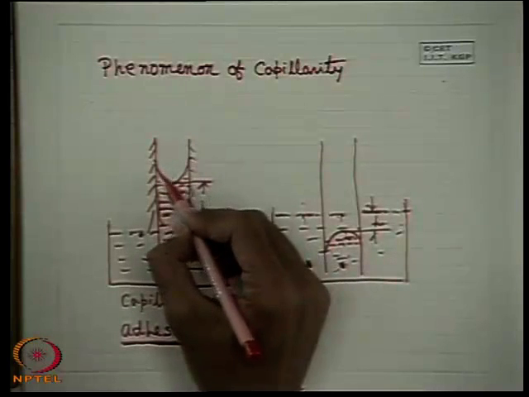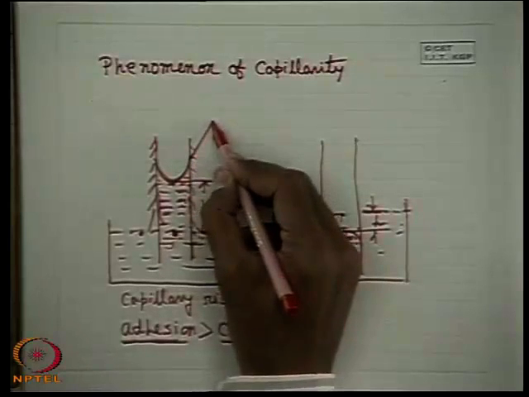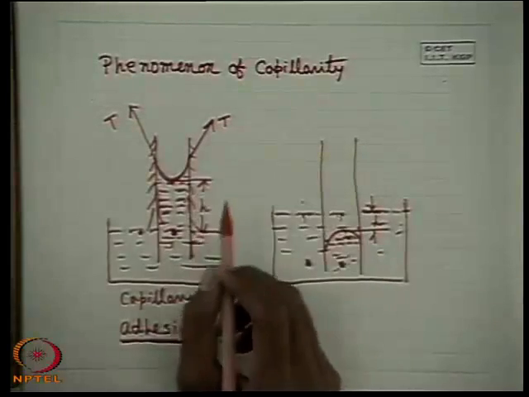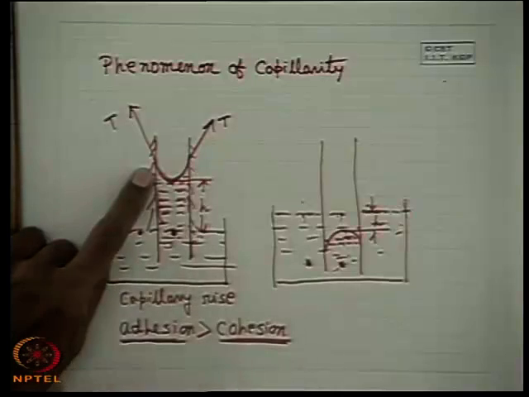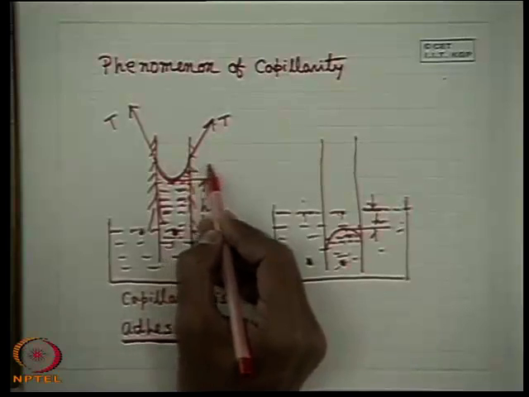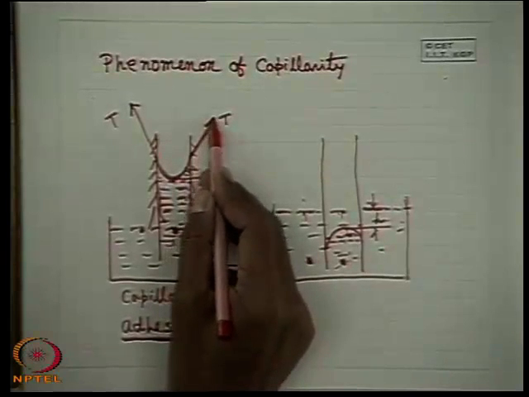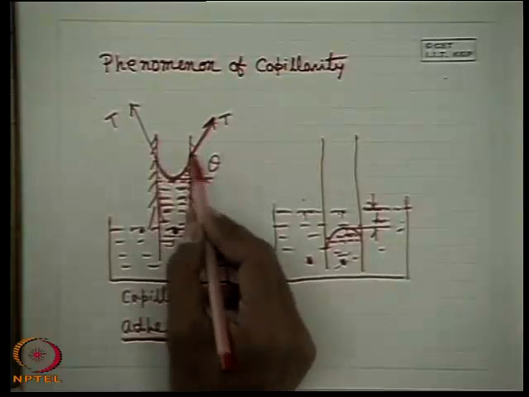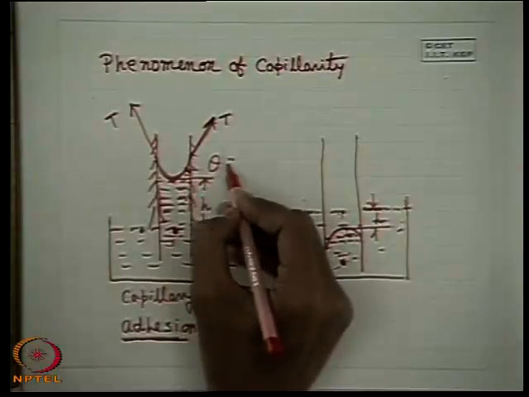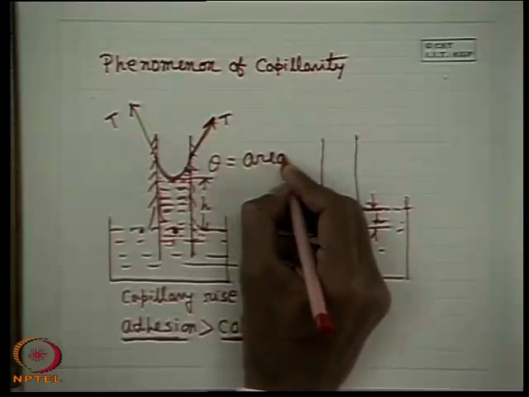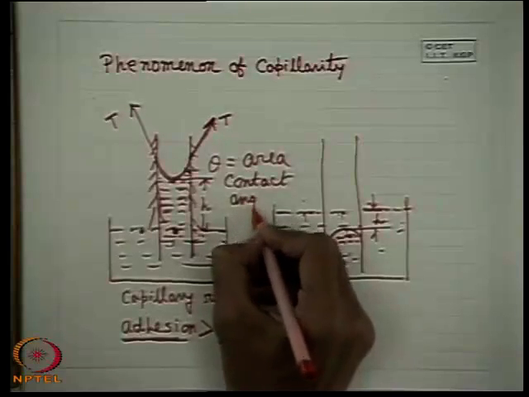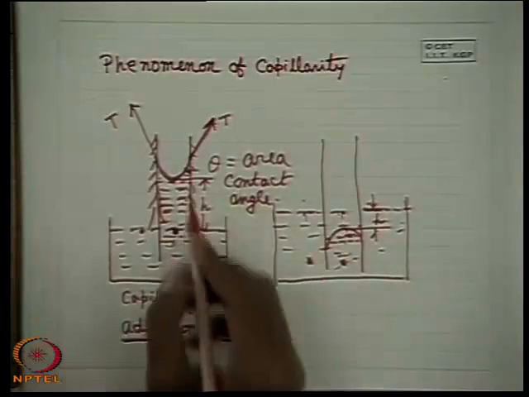So under this condition, if this is the interface, we can show that in this interface the surface tension force T acts. This acts throughout the periphery in the linear element with an angle. Let this angle be theta. That means the direction of the surface tension is tangent to this surface with this vertical surface of the tube. This angle is known as the area contact angle.